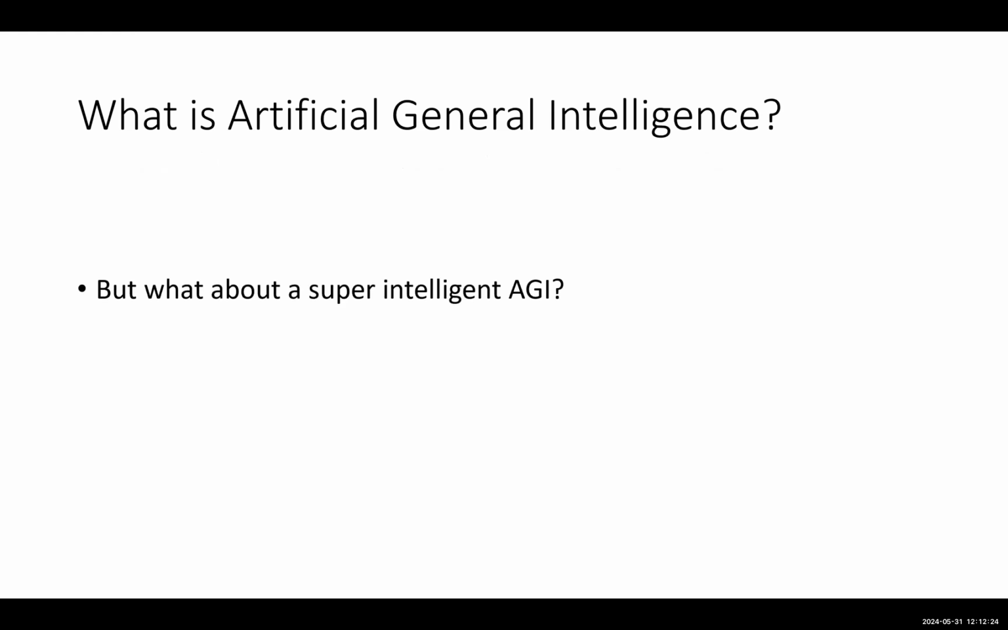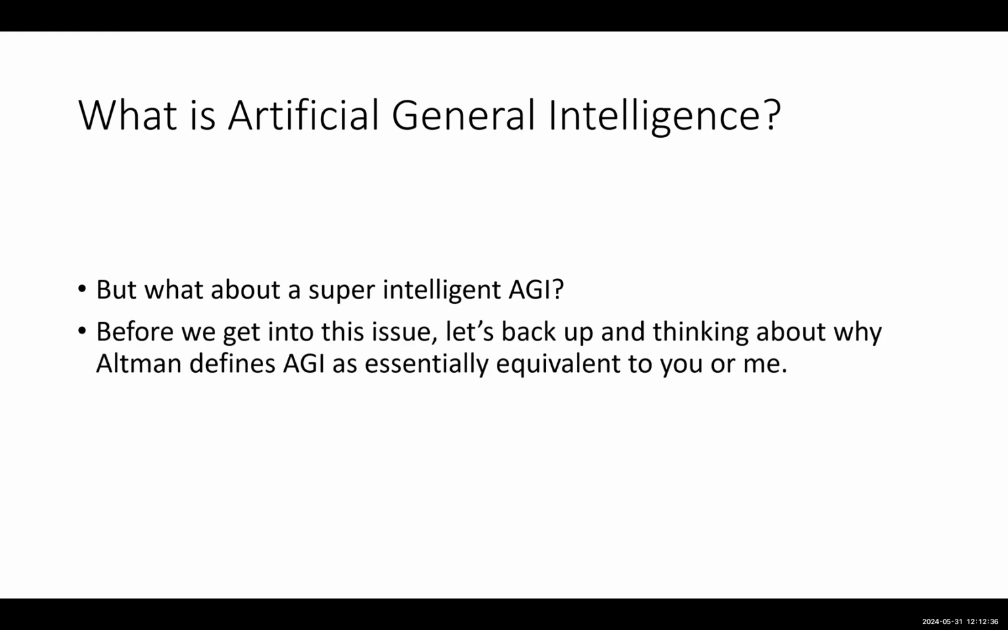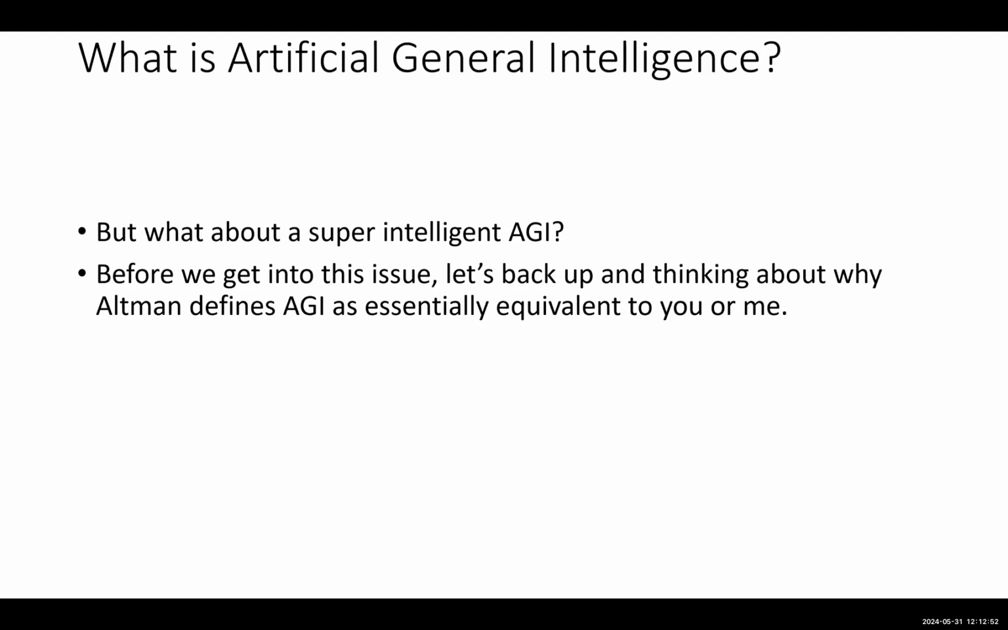Now, when we're thinking about that, we might ask, how does this apply to a super intelligent AGI? Some kind of AGI that surpasses human intelligence. But before we get into that issue, let's back up a little bit and think about how we can use this definition as being essentially equivalent to you or me, and how that applies to what we mean by the human mind in general.